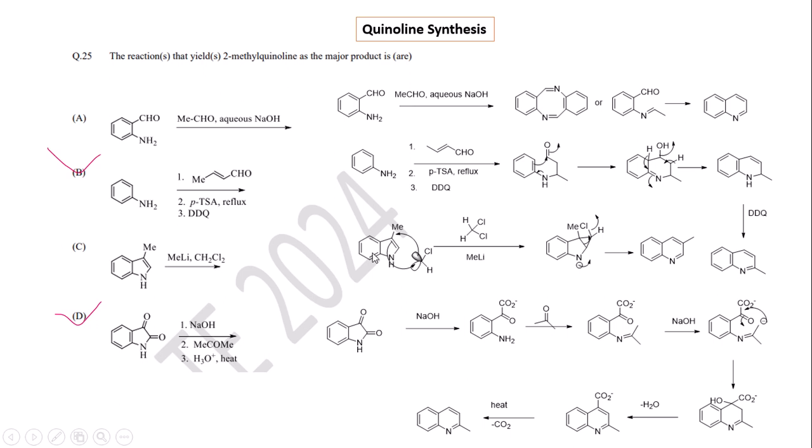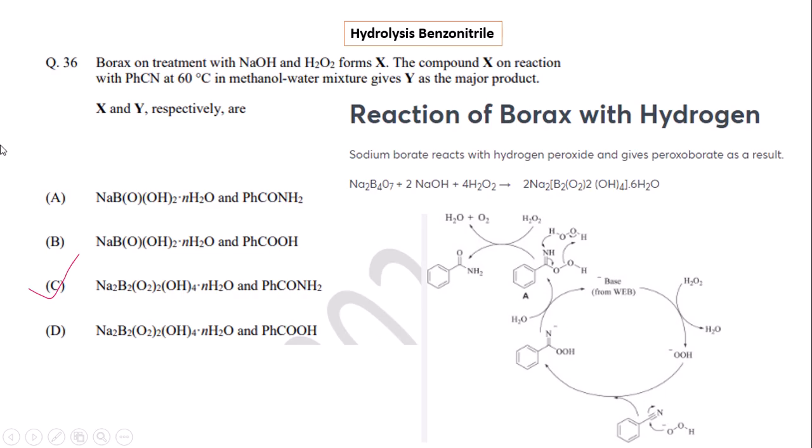And if we see methyllithium with dichloromethane, it produces carbene derivatives, and it only produces the 3-methylquinoline derivatives. And this is the isatin, which in the presence of NaOH, after hydrolysis, gives a compound that undergoes imine formation followed by isomerization and decarboxylation, and we get the 2-methylquinoline derivative. So options B and D are the correct options.